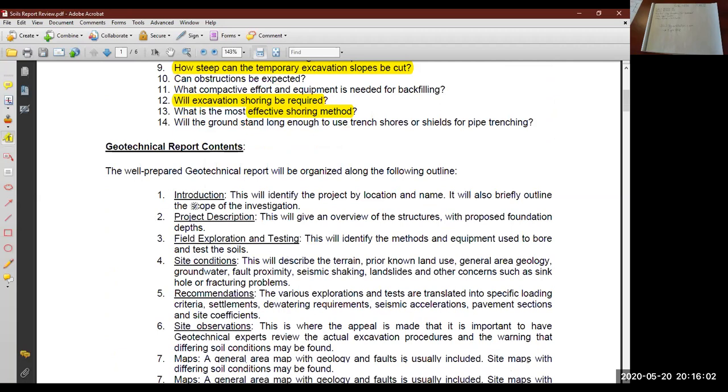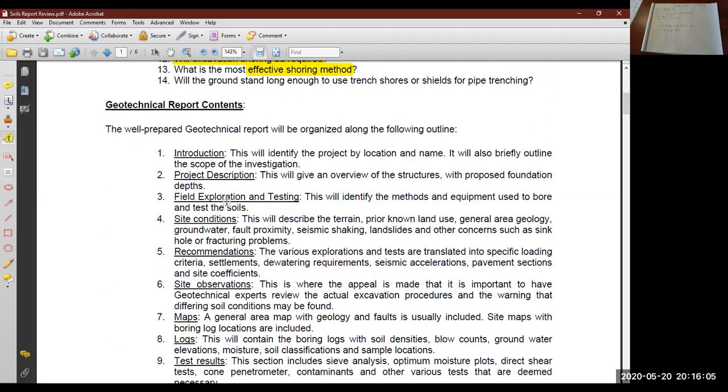So they all have an introduction, project description, the field exploration and testing, site conditions. So what the people that were out on site doing their testing actually observed, what the site conditions were on that specific day. This is kind of one of the most important sections.